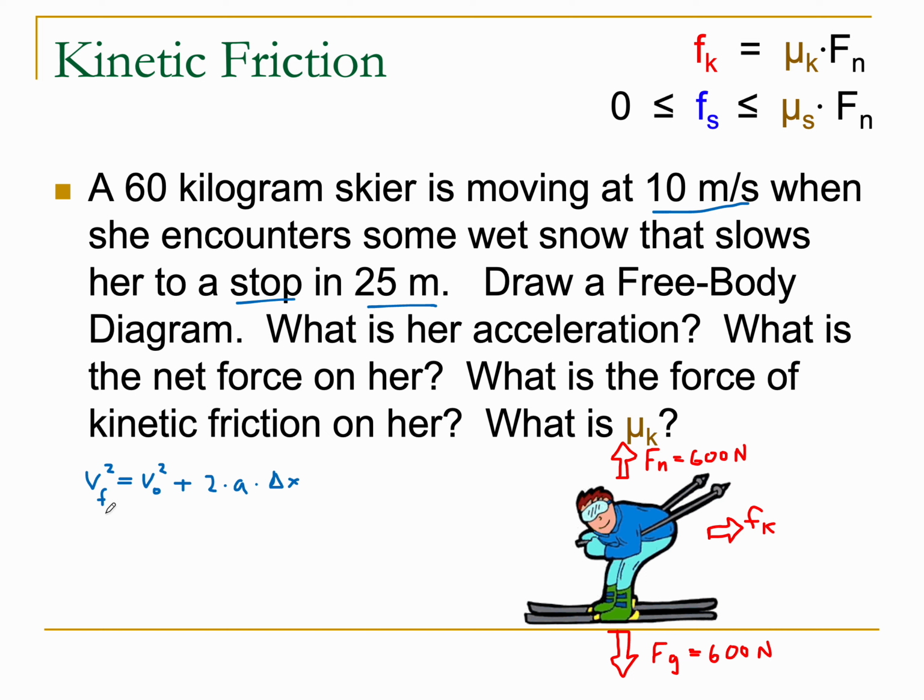Plugging in our numbers, her final velocity, she comes to a rest, is going to be 0. Her initial velocity is 10, so 10 squared, plus 2 times the acceleration, which we don't know yet, times the distance this is happening, and that answer is 25 meters. So if we solve this, 100 divided by 50, her acceleration, and mathematically this works out perfectly, you'll get a negative sign when you solve this one, will be negative 2 meters per second squared.